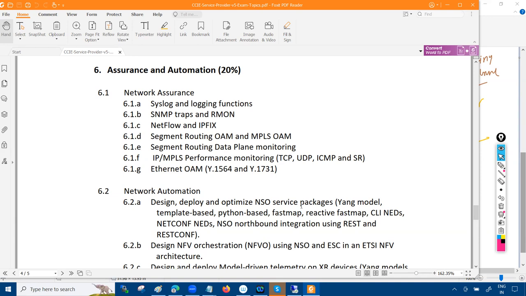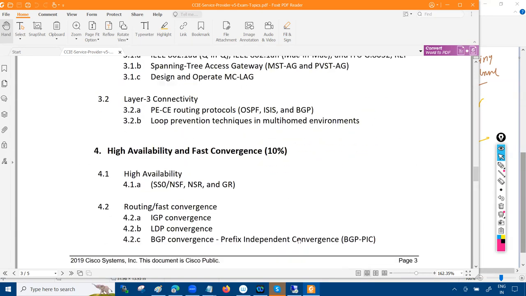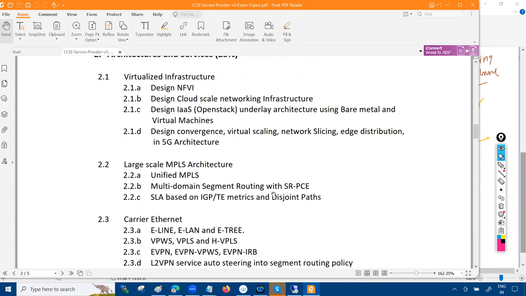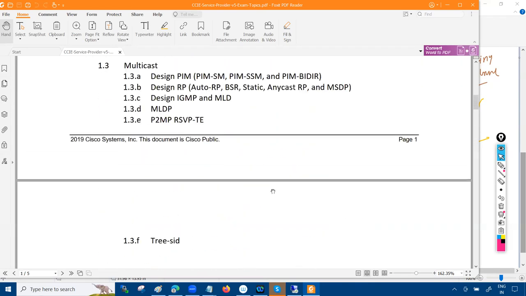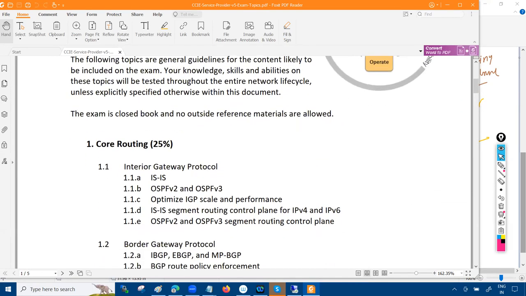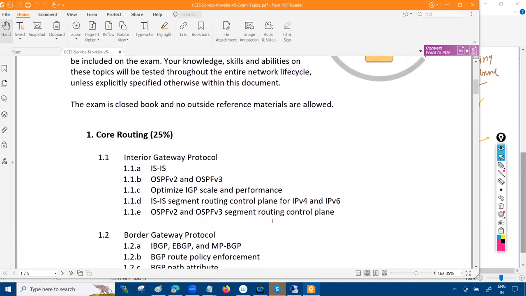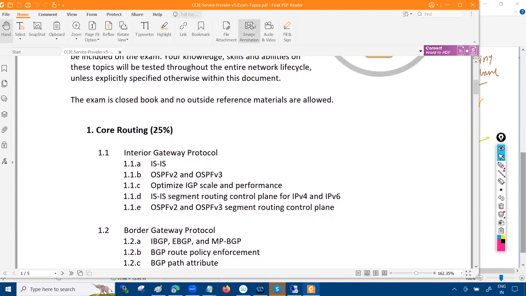So this is my syllabus, guys. I forgot to tell you, this is the Cisco syllabus. What do you want to learn apart from this? I think it's huge, and it's almost going to cover everything.